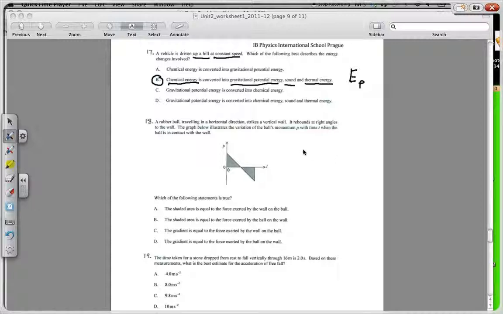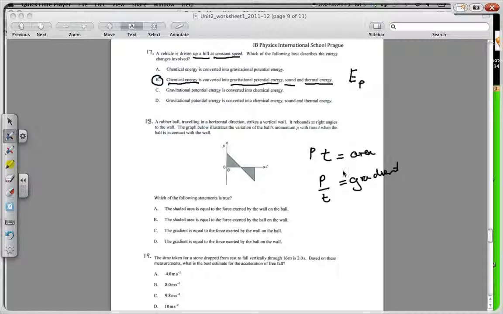For 18, a rubber ball traveling in a horizontal direction strikes a vertical wall. It rebounds at right angles to the wall. The graph below best illustrates the variation of the ball's momentum P with time when the ball is in contact with the wall. So when we multiply P times T, that would give us our area, and P over T would give the gradient.